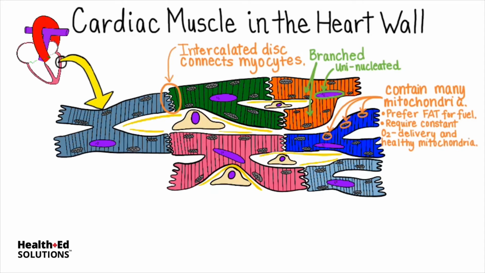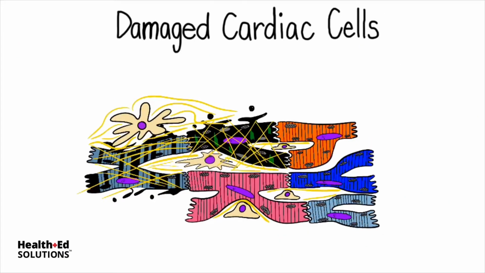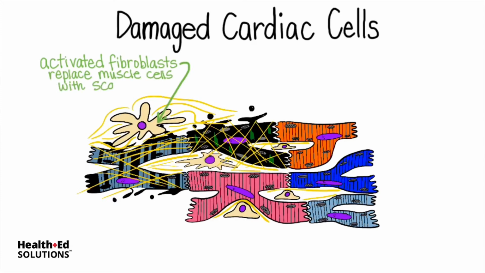Scattered throughout the myocardium are fibroblasts. Fibroblasts make collagen fibers that support the overall cardiac structure and prevent inappropriate electrical signaling. If someone suffers damage to the heart muscle, for example, from a heart attack, then activated fibroblasts, seen here, will replace muscle cells with excessive collagen scar tissue.